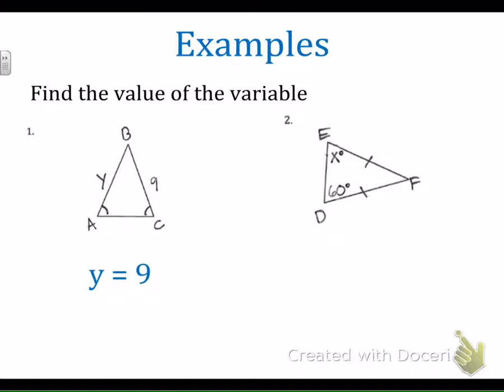Okay. Next one, same thing. Well, it's kind of opposite. So if two sides are congruent, then the opposite angles are congruent. So x is equal to 60.